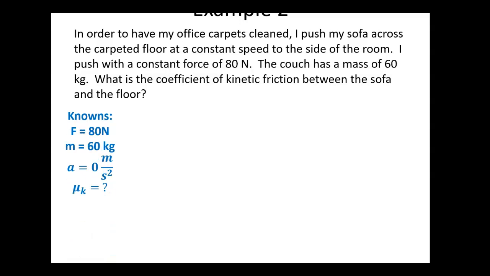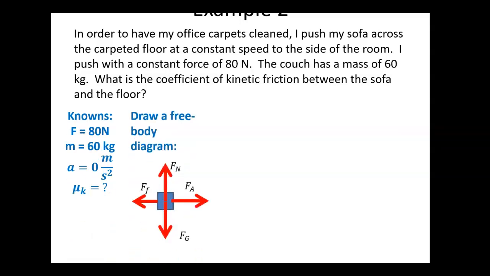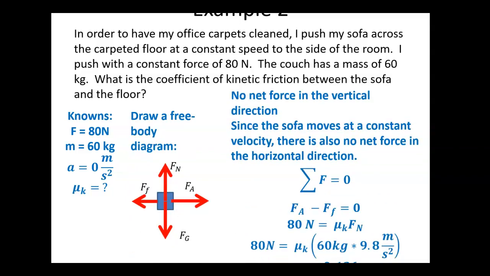Okay, well, I would write down the things that I know, and I would draw a force diagram. I know that in this situation, the net force is 0 in both the vertical and the horizontal direction because the sofa is moving at a constant speed in a straight line. It's moving at a constant velocity. Okay, so net force is 0.